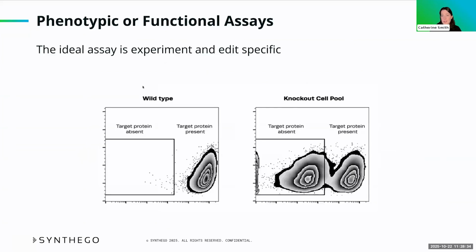Regardless of your sequencing method, you'll probably want to back up your genotyping data with functional or phenotypic assessments of your edited cells. The ideal assay here is going to totally depend on your experiment. If you're trying to perform a knockout using base editing, you may want to use a strategy like Western blotting or flow cytometry, as shown here, to demonstrate that your target protein is actually depleted in the knockout cell population.